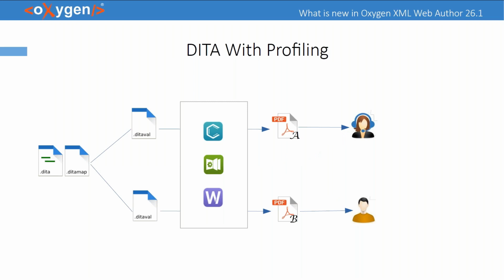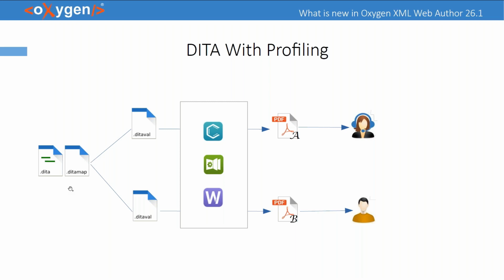If you use DITA with profiling, you can generate two distinct PDFs from the same project. PDF A and PDF B. You have the same DITA map, the same topics, but with profiling attributes. Then, for each PDF, you have a DITAVAL file with the profiling conditions for each persona or each group of users.